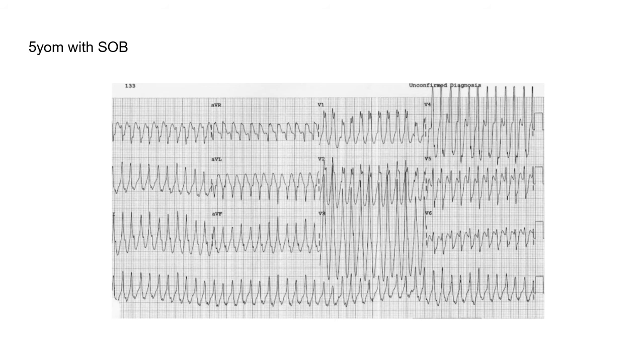It's wide, and it's very unlikely that this is ventricular tachycardia in a patient that's 5 years old. The more likely cause is an antidromic AV reentrant tachycardia. With this patient, you could probably try vagal maneuvers or adenosine. It'd be okay to try.